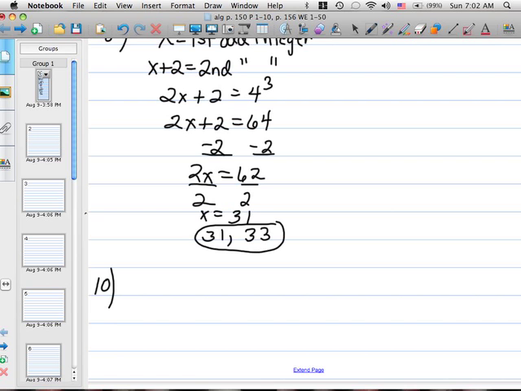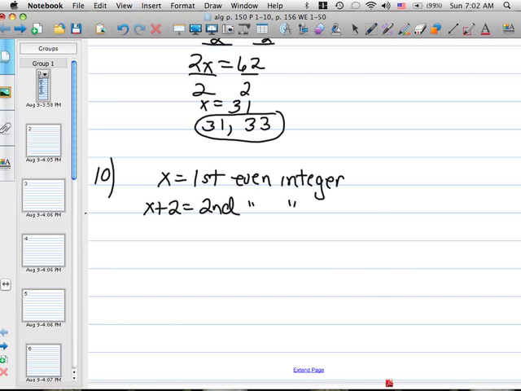Problem number 10. The greater of 2 consecutive even integers is 10 less than twice the smaller. Find the integers. This time we're working consecutive even integers, so x equals the first even integer. And the next even integer would be x plus 2. And it said the greater of the 2, which would be the x plus 2, is 10 less than twice the smaller. So take twice the smaller minus 10.